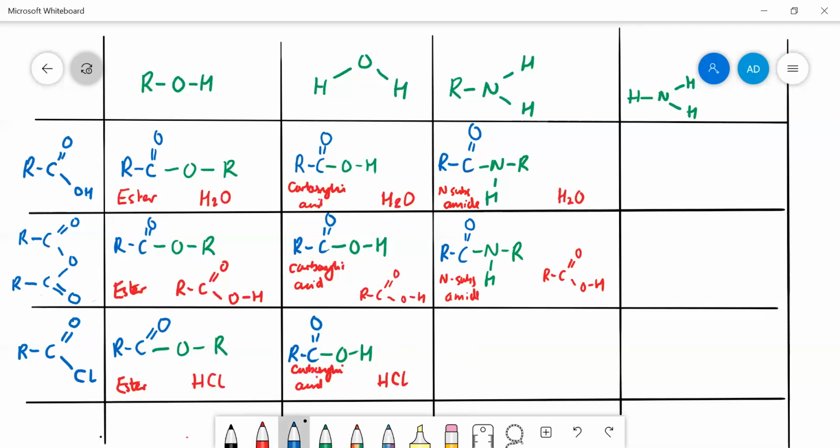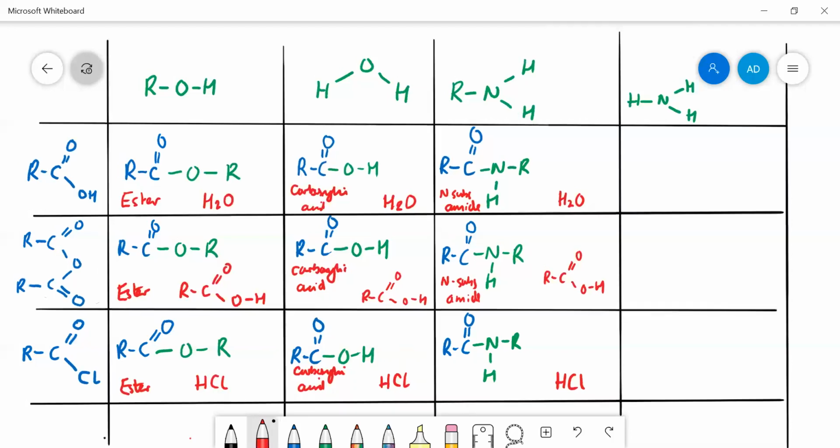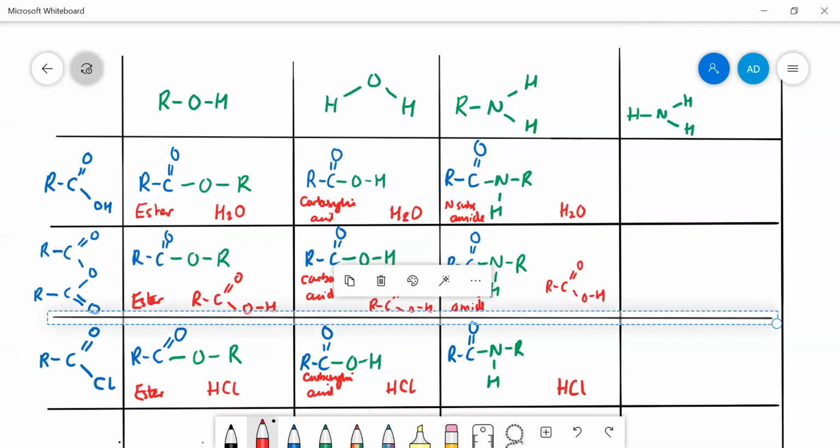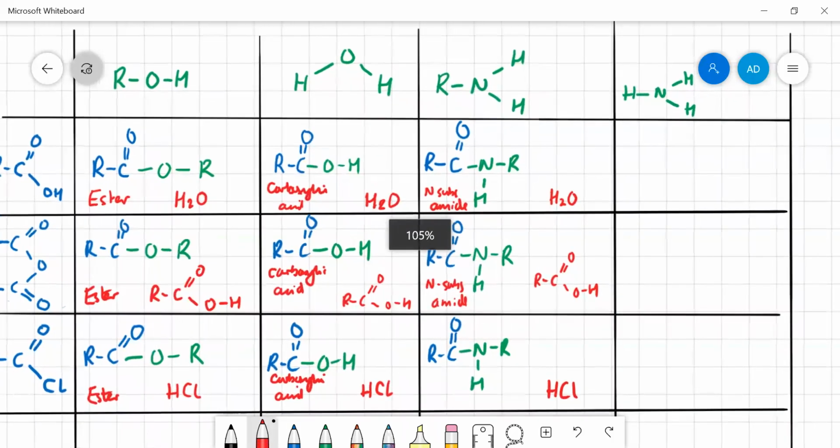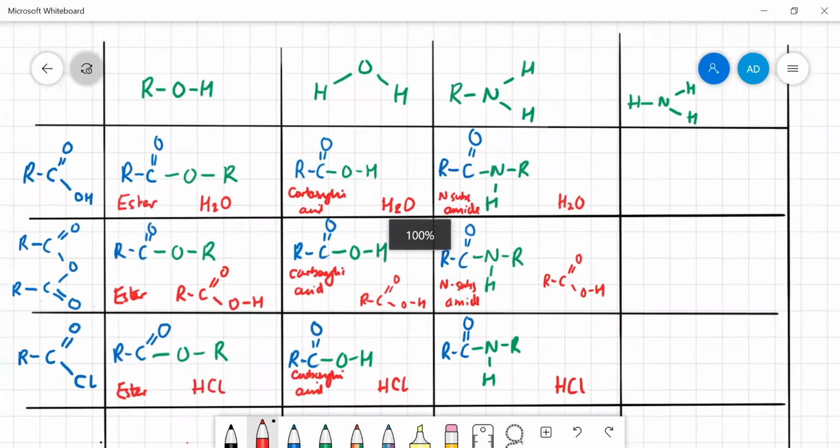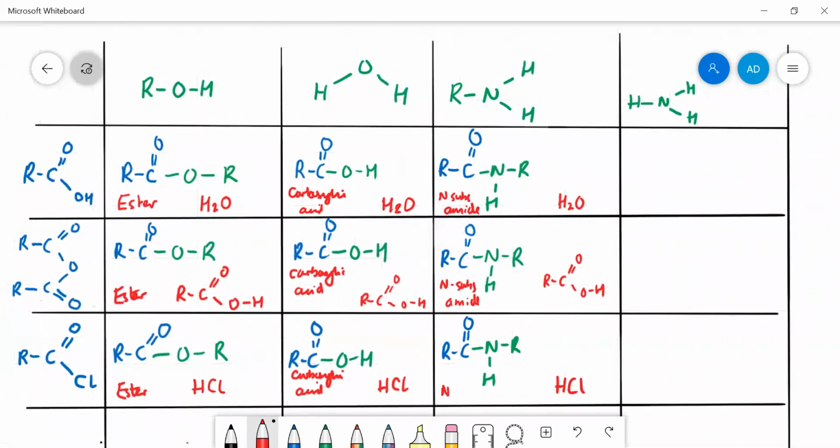And when it reacts with the acyl chloride, we're going to get the N-substituted amide, aren't we? And the small molecule which is eliminated is going to be that H and the Cl there. So we're going to get HCl, which we knew because on the bottom row, as you go across, it's always HCl as the small molecule which is eliminated, and that's the N-substituted amide.